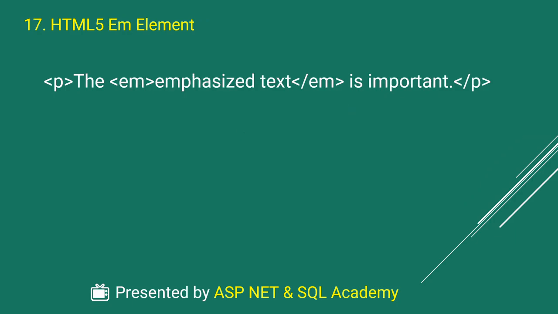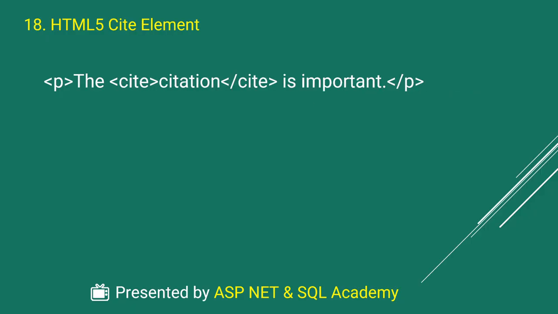The EM element is used to define emphasized text. It is often used to indicate emphasis or to set off text from the surrounding content. The cite element is used to define a citation. It is often used to indicate the source of a code or a reference.